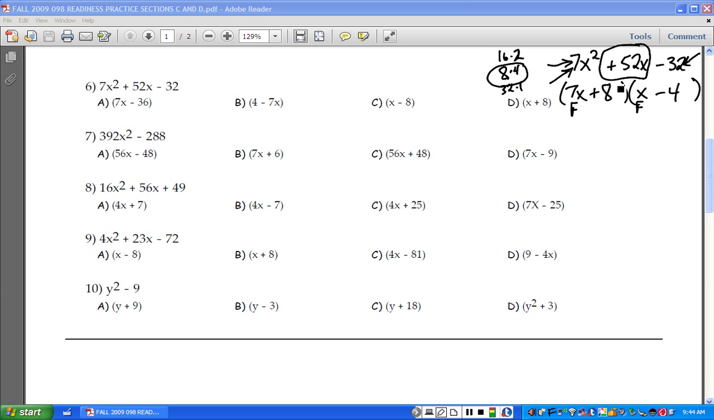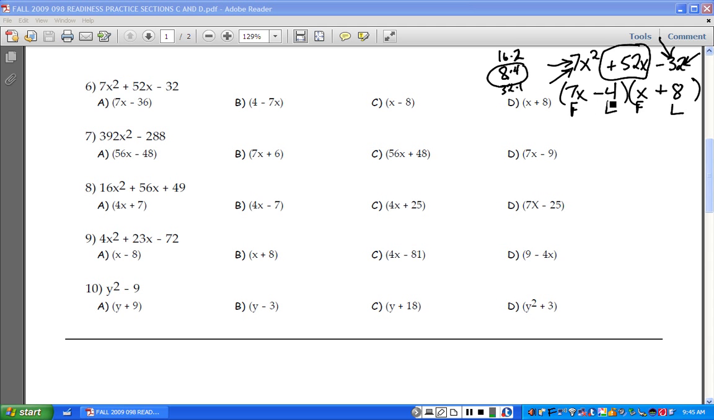So instead, let me erase this. I want to put this negative 4 here and plus 8 over here. Okay, so we said first and first gives the first. Now let's look at our last. Negative 4 is the last, positive 8 is the last. Negative 4 times positive 8 still gives us our negative 32, which is our last. So that still checks.